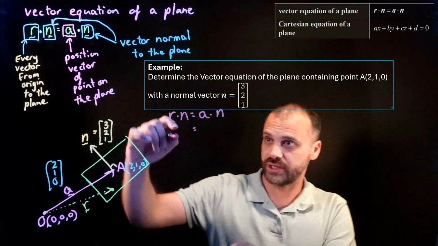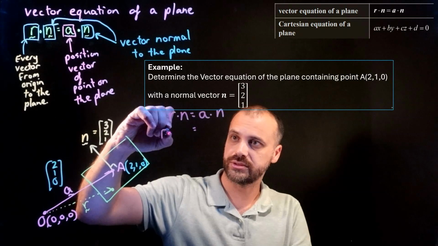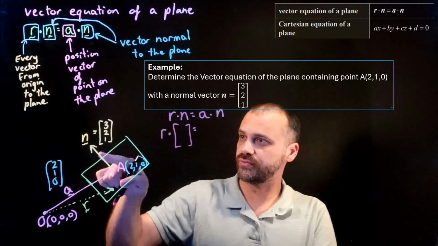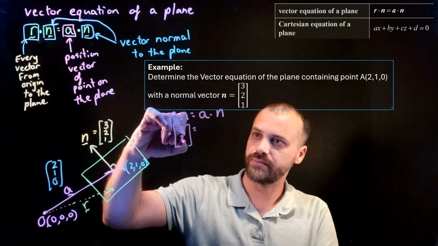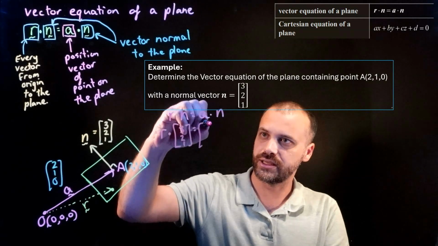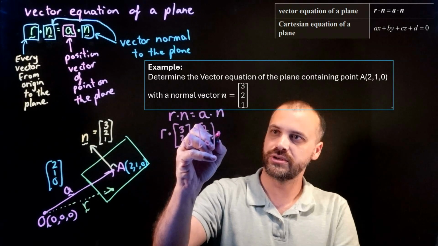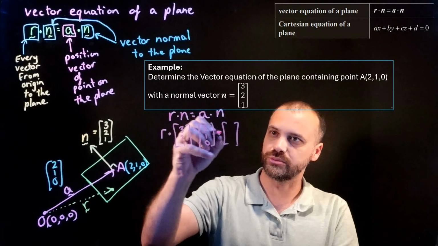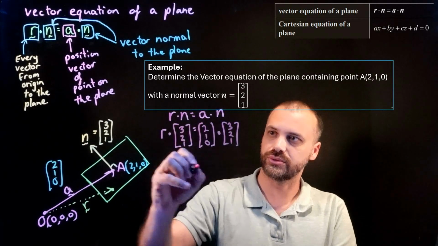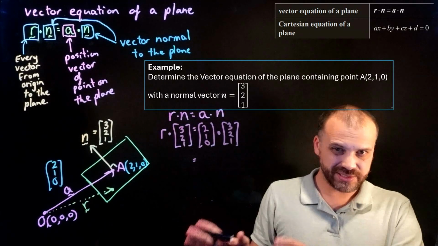And then r is just r. It's any and all vectors, right? So it's just going to be r here, dot the normal vector, which is (3, 2, 1). a is the point (2, 1, 0), and n is our normal vector (3, 2, 1). All right, we're basically done.